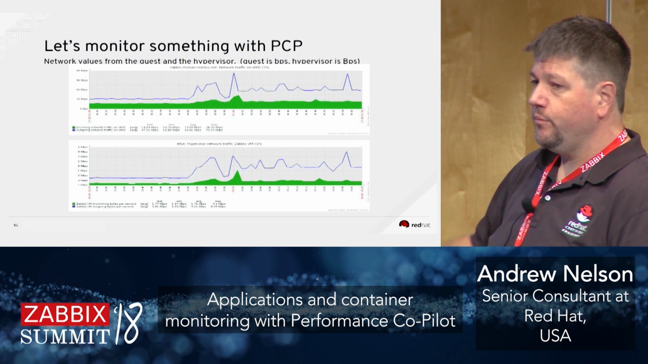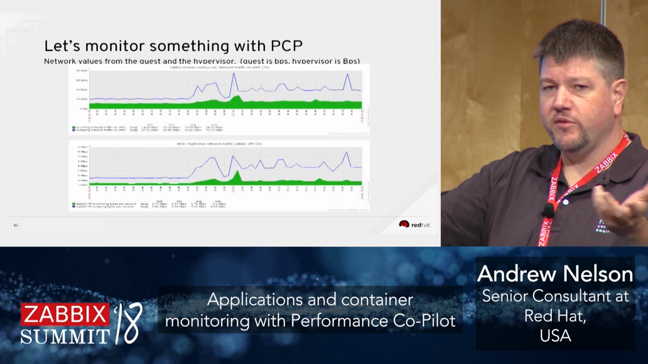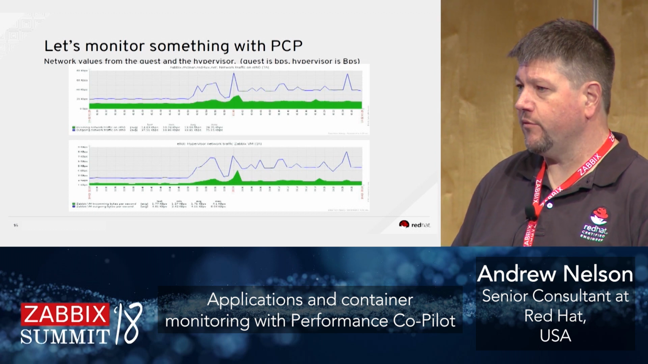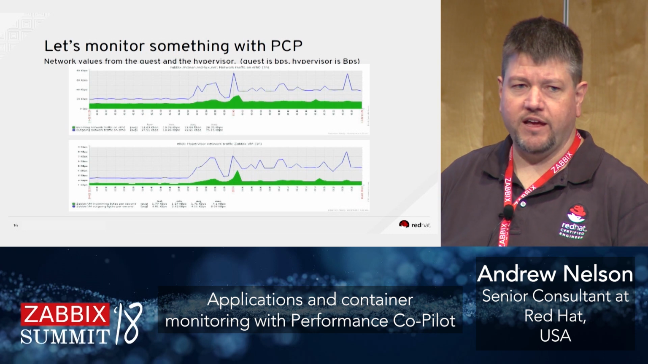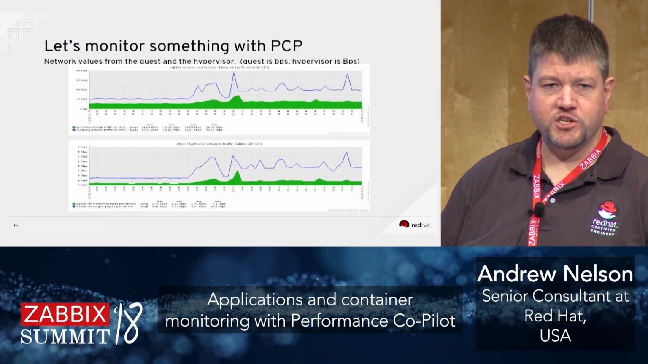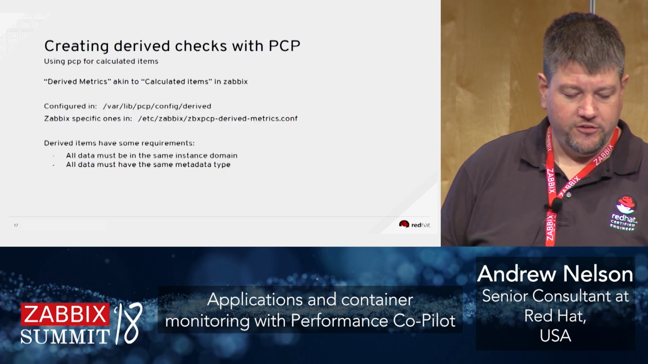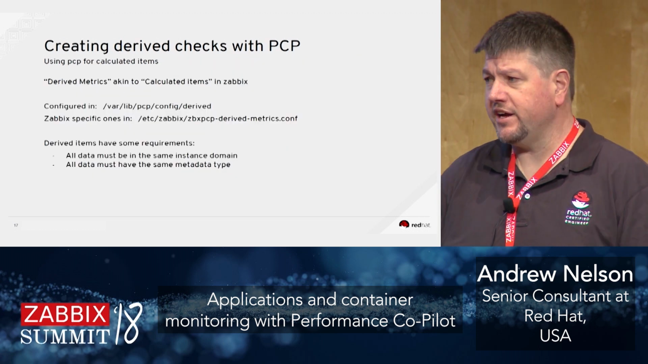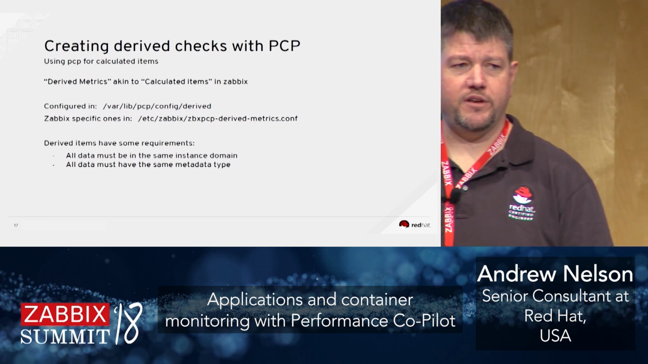But it's kind of useful because now we can look at what the hypervisor is saying the guest is doing on the network, and we can also have this track that guest as it moves throughout the hypervisor, spin up, spin down, change the network, and so forth. So derived checks is another really powerful feature within PCP.